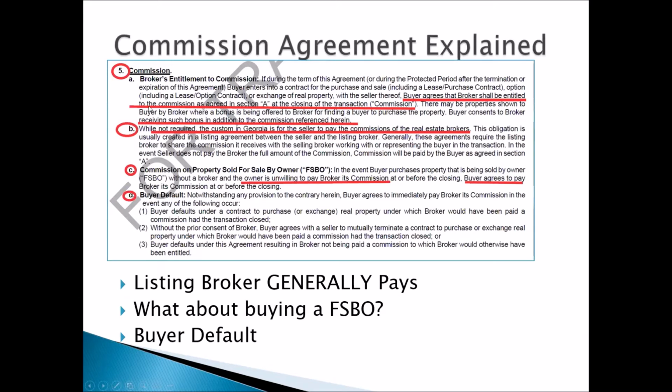Okay, talk about commission. We talked about this a little bit where it talks about the seller is generally speaking the one who pays the commission in the state of Georgia. And even though you don't reference a bonus in the buyer brokerage agreement, your selling broker is still entitled to the bonus on a particular transaction. Now, what about a FSBO? If the buyer purchases a property being sold by owner and the owner is unwilling to pay the broker its commission, as we talked about in the authorization to show unlisted property, the buyer agrees to pay the broker its commission at or before closing. And then it talks about buyer default. That buyer owes commission, whatever you had agreed to in that previous paragraph, if the buyer defaults on the contract.